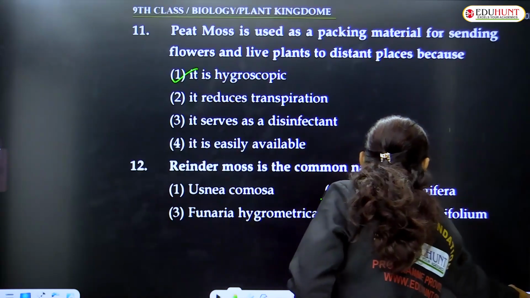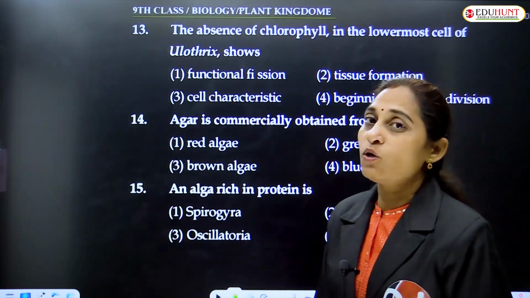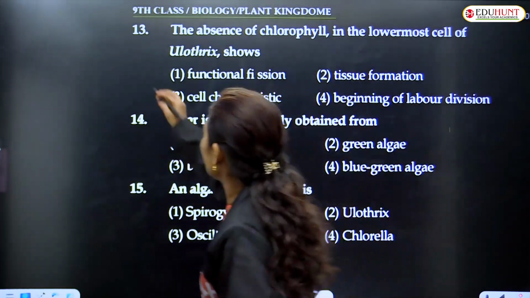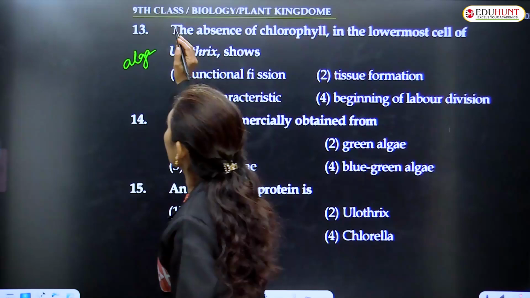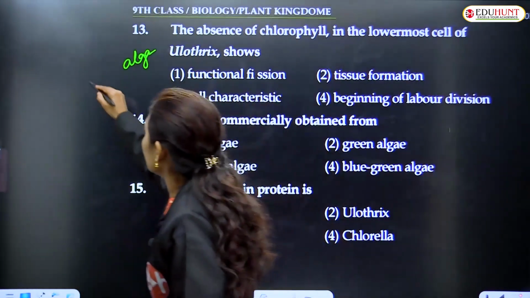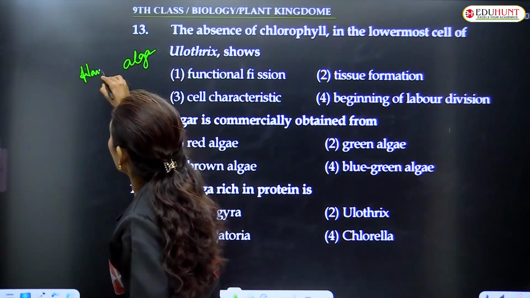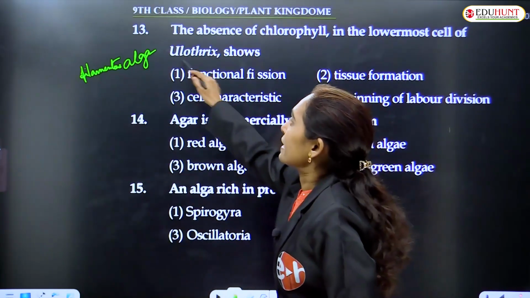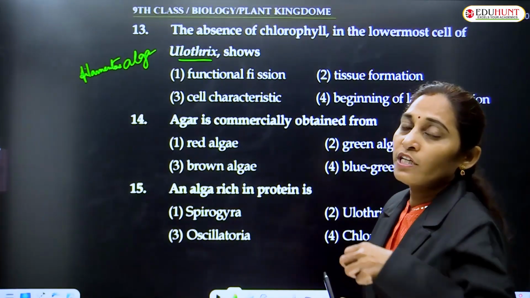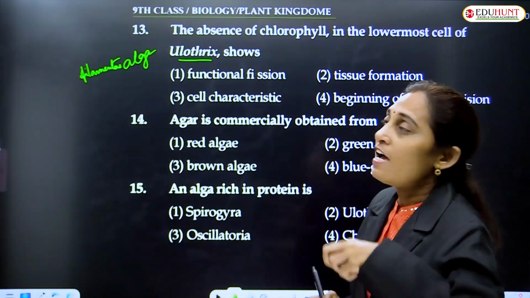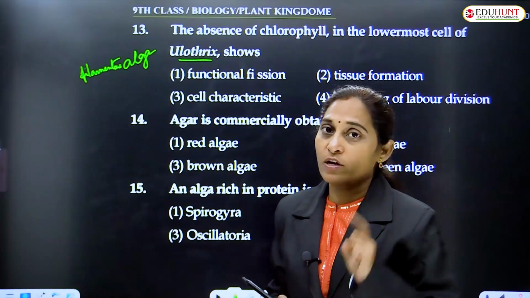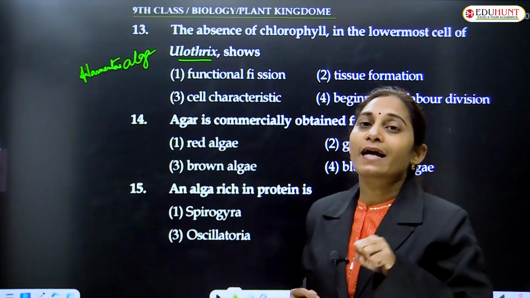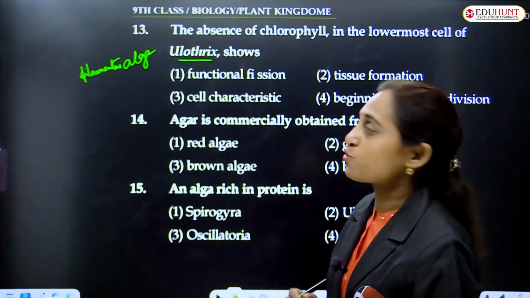The absence of chlorophyll in the lowermost cell of Oedogonium. Ulothrix is an alga, a filamentous alga, in which the basal cell is non-chlorophyllous or achlorophyllous. So it is called the holdfast. It attaches the filament to the substratum.